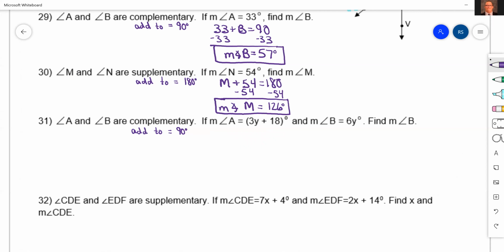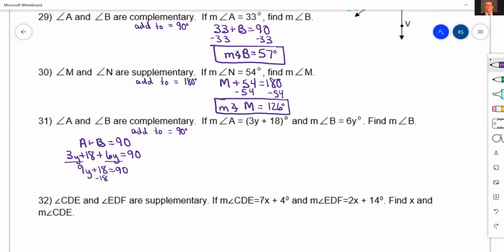So let's think about this. We know that A plus B has to equal 90. What's A? 3y plus 18. Plus, what's B? 6y equals 90. Now we've just got to find y. So I'm going to combine the y's. 3y and 6y. It's going to be 9y plus 18 equals 90.